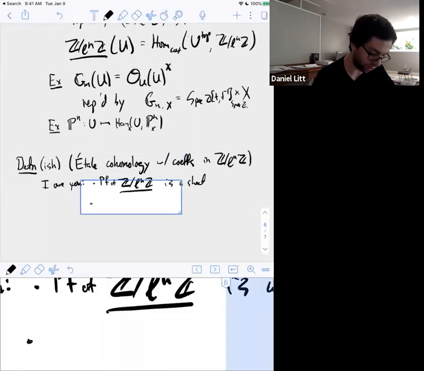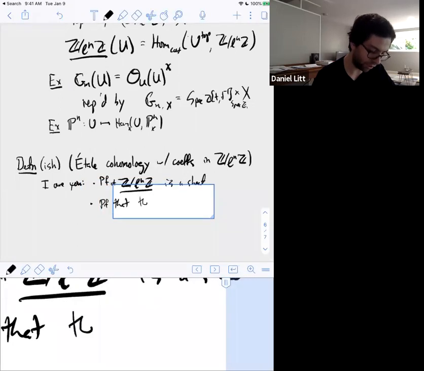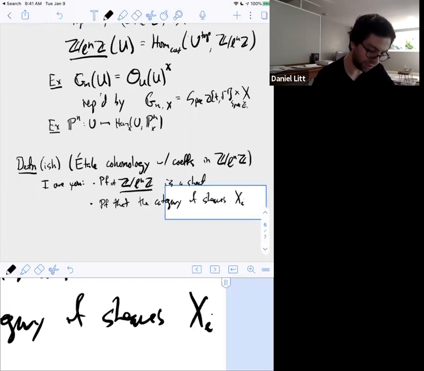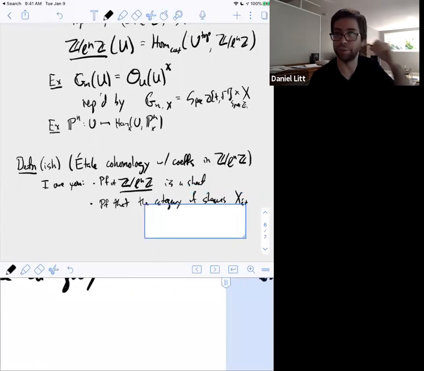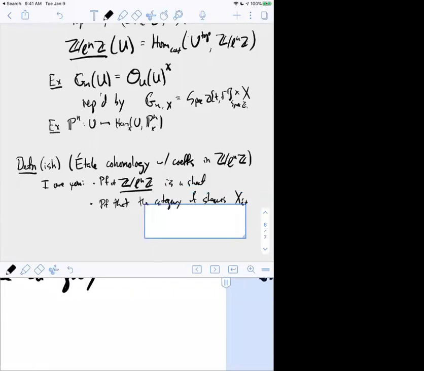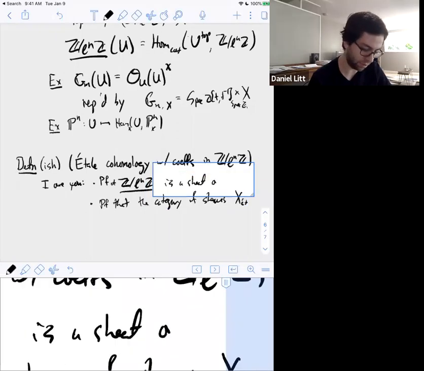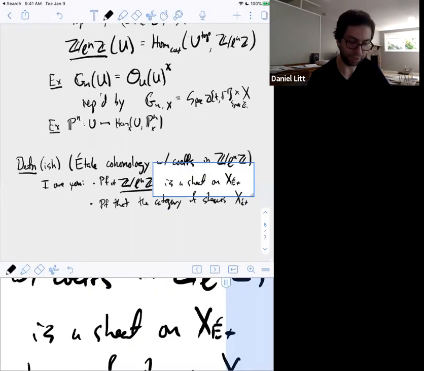So I also owe you a proof that the category of sheaves, let's say on the small Étale site. So if you're a sheaf on the big Étale site, your restriction to the small Étale site is also a sheaf, because covers in the small Étale site are also covers in the big Étale site. So let me write on the big Étale site or on the fppf site.